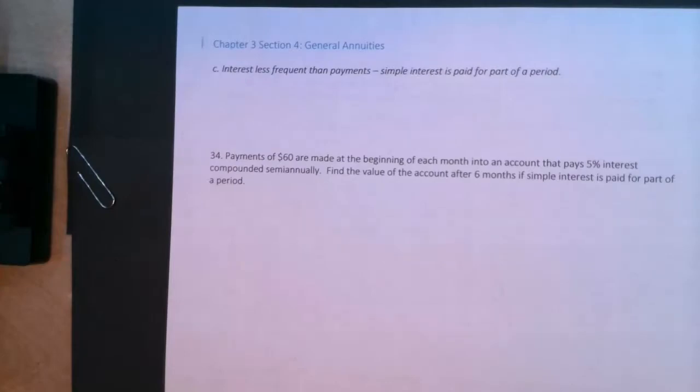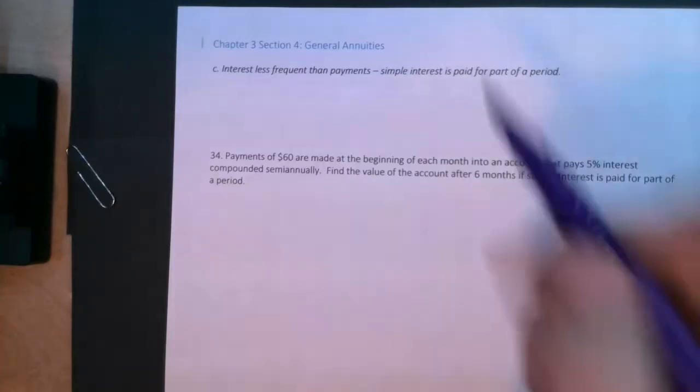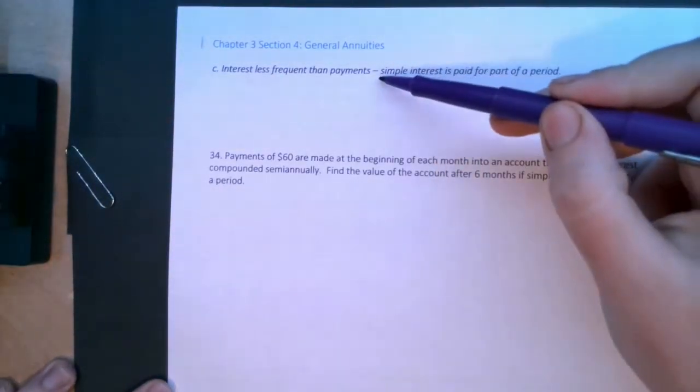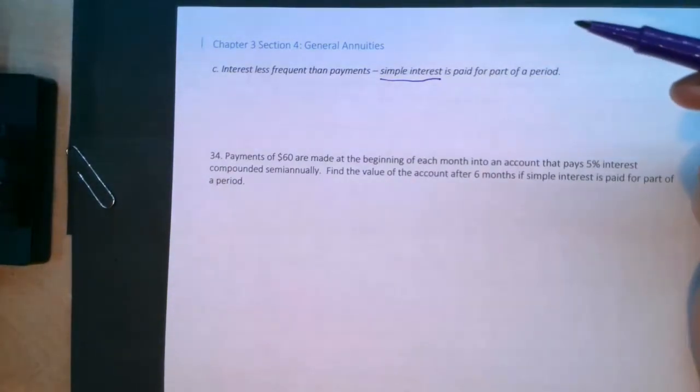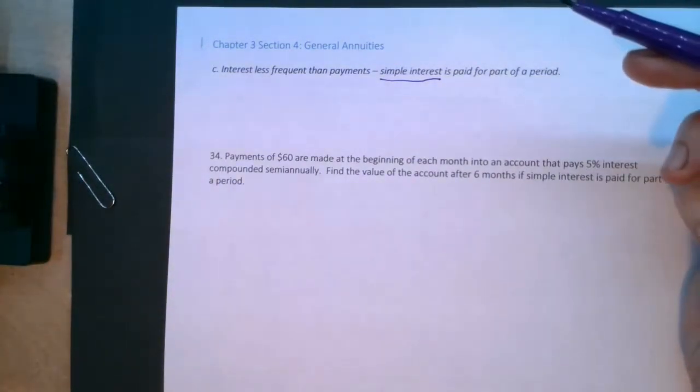We're continuing through section 3.4, general annuities. This time we're going to deal with interest less frequent than the payment. Before, we were using EIR because compound interest was paid for part of a period. Now we're going to use simple interest.